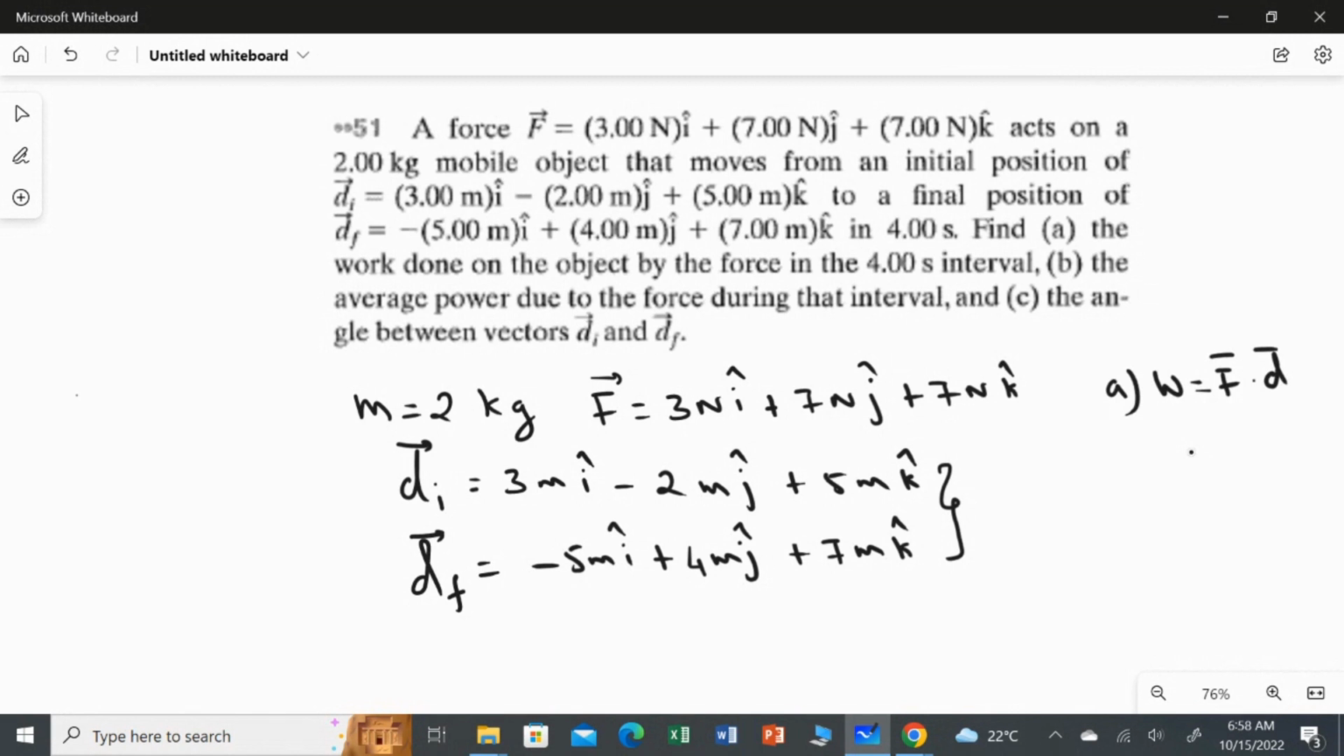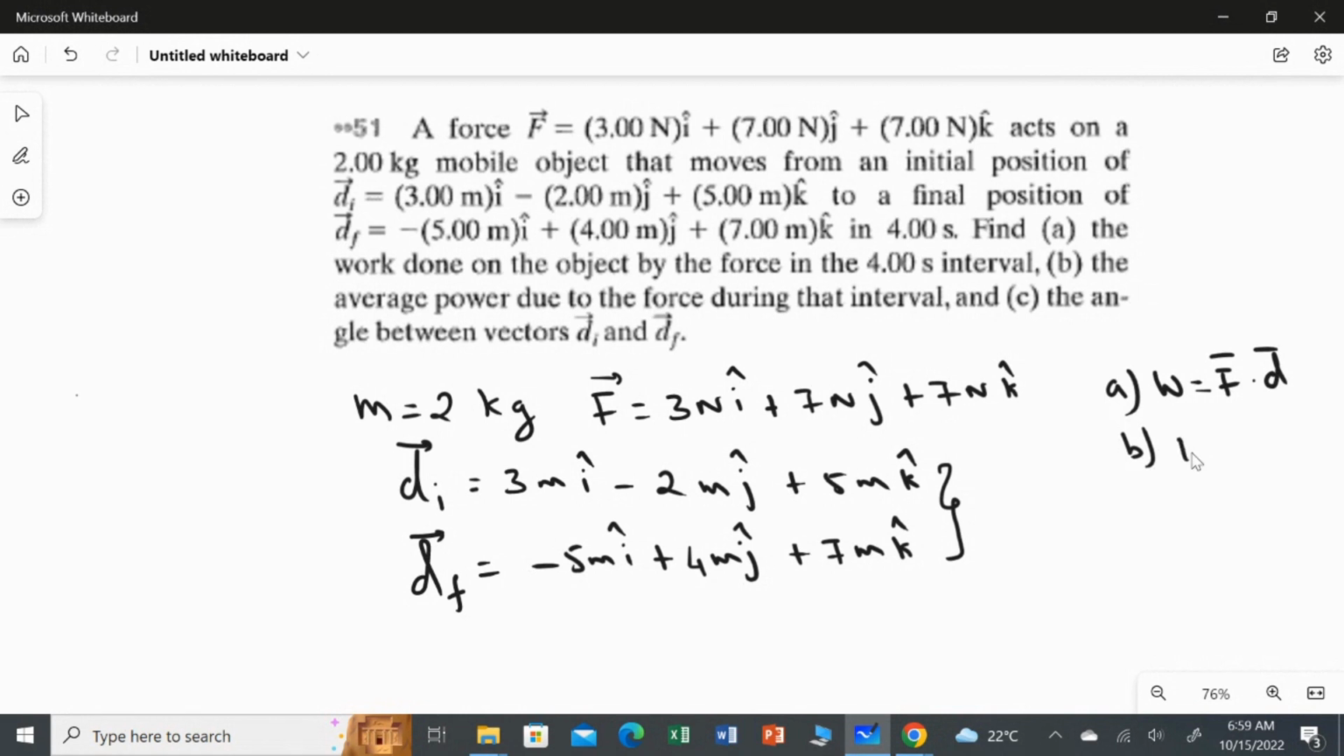Why am I using this? I'm not using F D cosine theta, because here we have the force equation in vector form and we are going to find the displacement in vector form. Once you know both are in vector form, we can directly go for the dot product. As we already studied, work is a scalar. So when you go for the dot product, you will get the answer as a scalar, just a number.